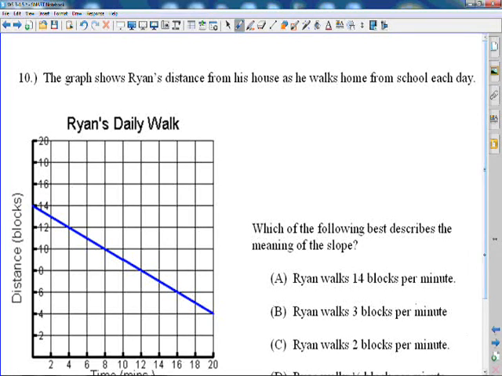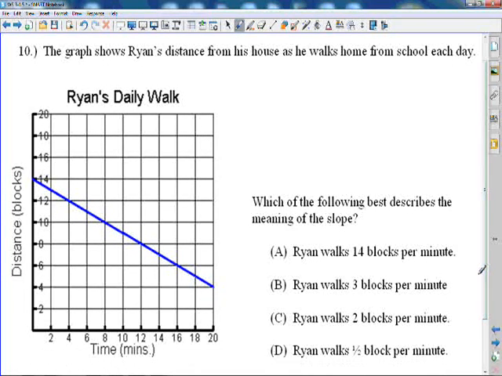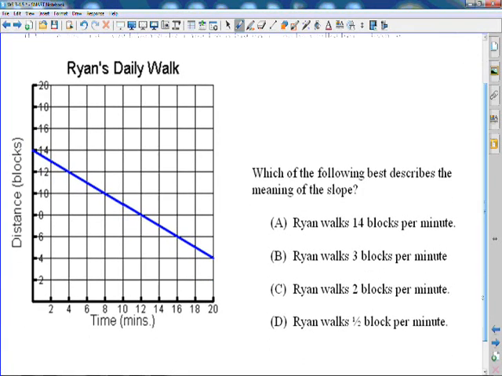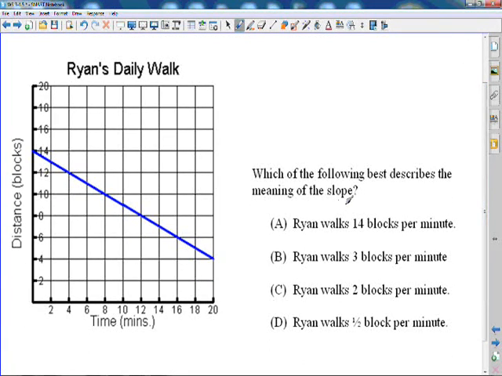Next one. It shows Ryan's distance from his house as he walks home from school each day. Take a minute and try to figure out which best describes the meaning of the slope. Okay, he's walking blocks per minute. Now, how fast is he walking? This says 14 blocks every minute. Well, am I going down 14 and over 1?